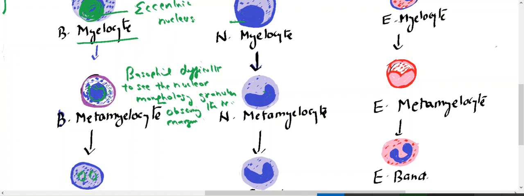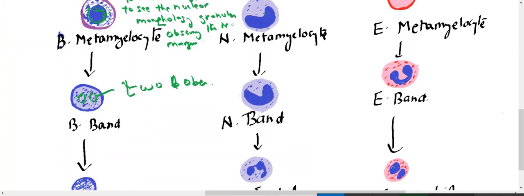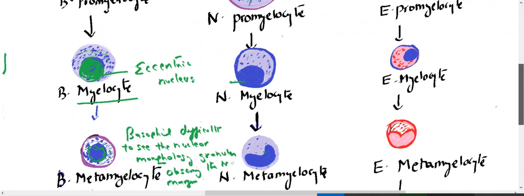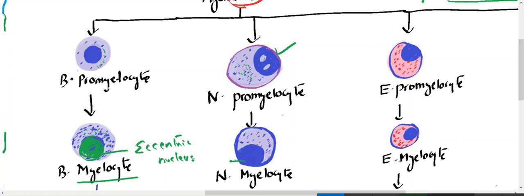Normally basophils have two lobes. You can see here, they have the two lobes. Again, this is a band form, and you cannot see that because the granules are obscuring them, and these are the two lobes in the basophil. Similarly, when we talk about neutrophils, this is a promyelocyte, the neutrophilic promyelocyte.